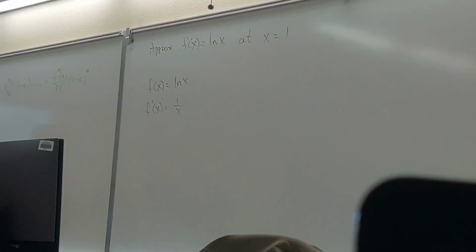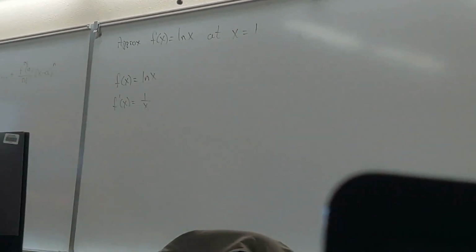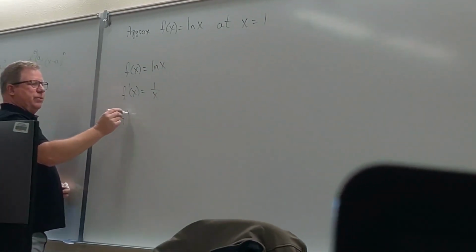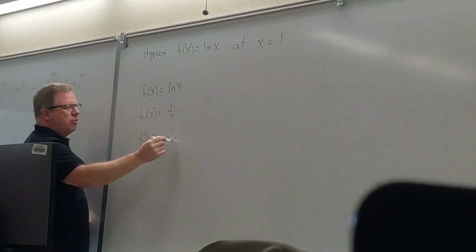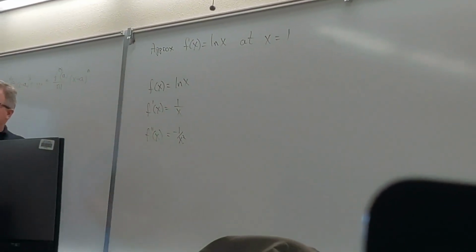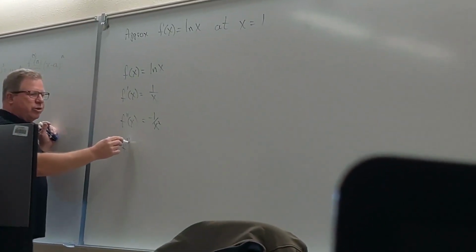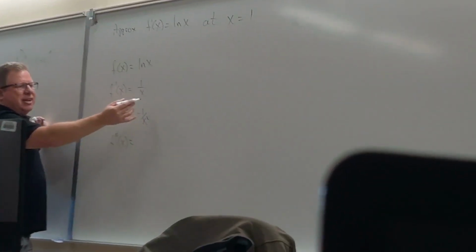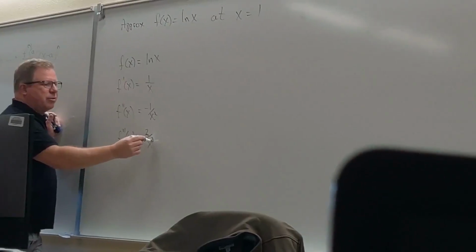If we were asked to find a quadratic polynomial, then we would find a second derivative. Remember, 1 over x is like x to the negative 1, so the second derivative is negative 1 over x squared. And if we're asked to find a third degree, we would find a third derivative. That would be like negative x to the negative second. Bring the negative 2 down, it becomes positive 2 over x to the third.